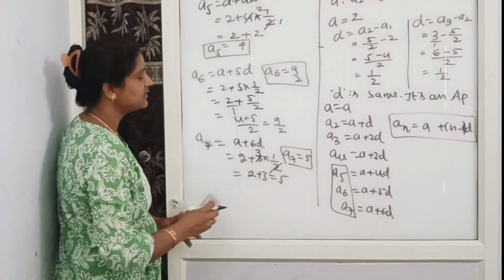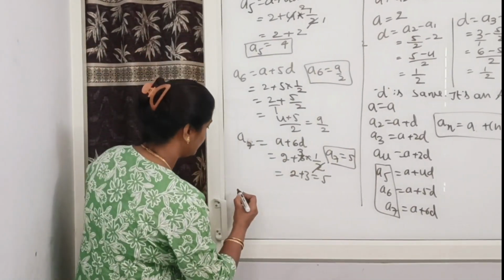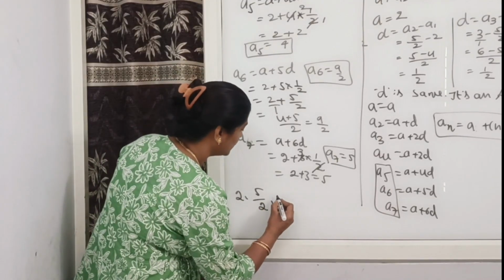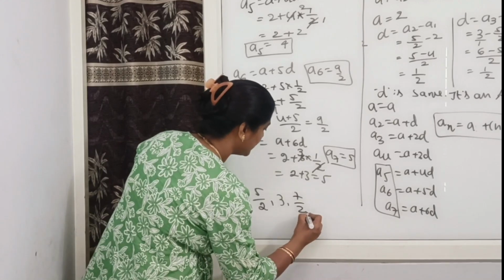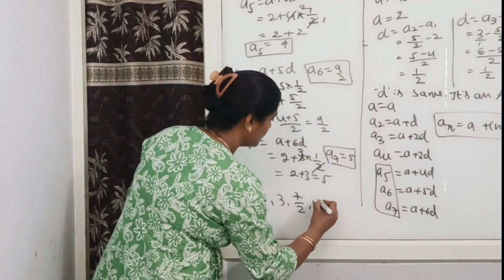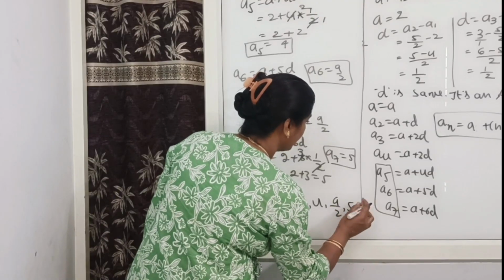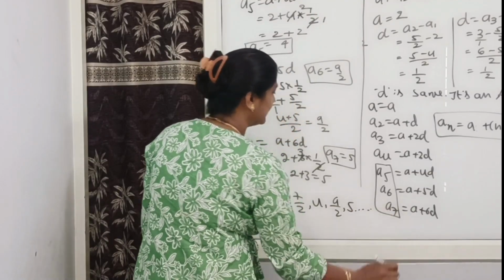And shall we write its terms? The first term is 2, second is 5 by 2, third is 3, fourth is 7 by 2. What is the fifth term? 4. And sixth term is 9 by 2, and seventh term is 5. And it will continue like this.